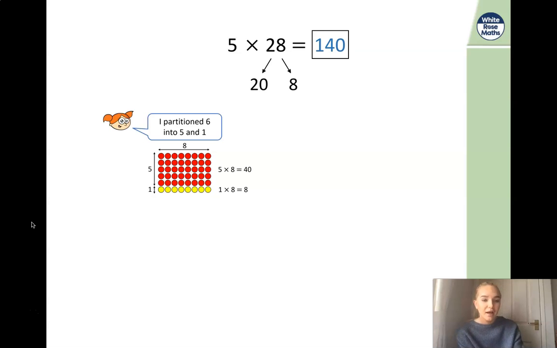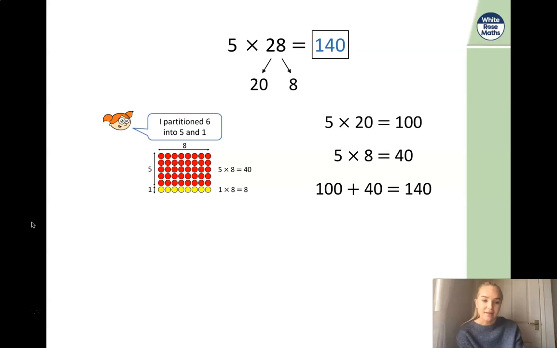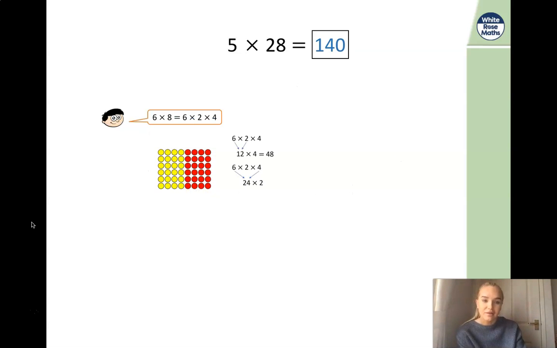We can then work out the first step, which would be 20 multiplied by 5, or 5 multiplied by 20, giving us the answer of 100. We could then work out 5 multiplied by 8, giving us 40. Now what do we need to do with these two numbers now, Year 4? We need to add them. 100 add 40 is 140. So that is the first way of working this one out.